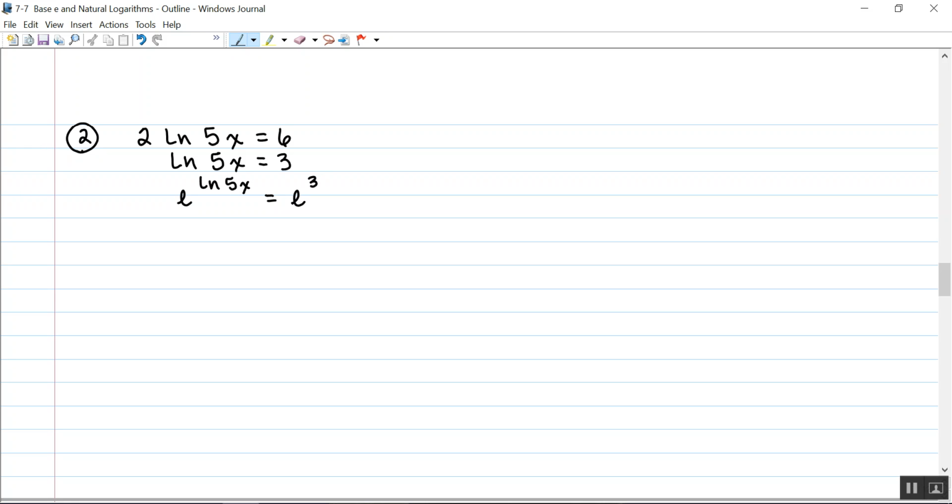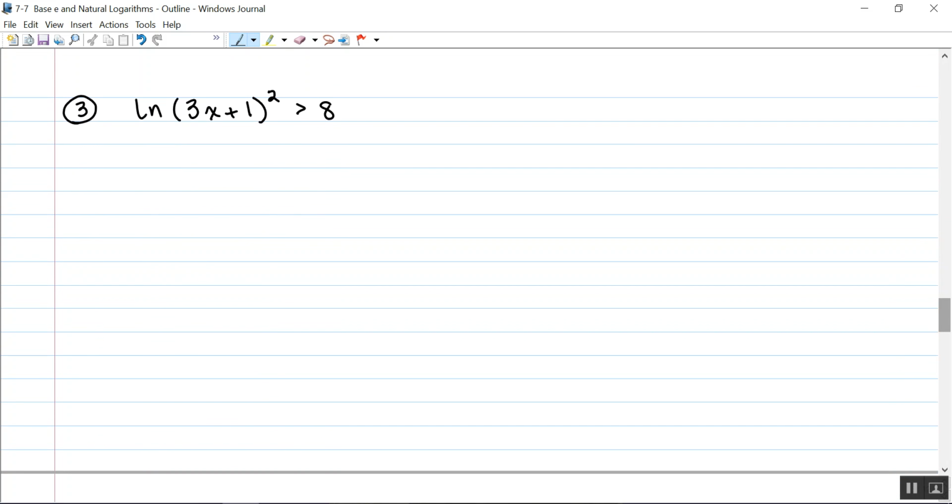Okay, and then if you refer back to the rules that we looked at earlier, e raised to the power of the natural log of something is just whatever that is. So 5x equals e to the third power. And dividing both sides by 5, x is equal to e to the third divided by 5, which is approximately equal to 4.0171.